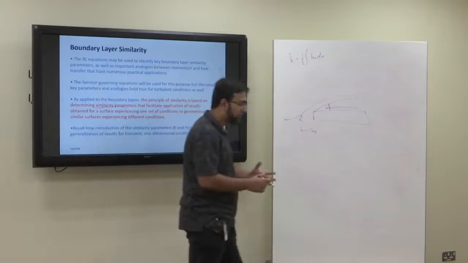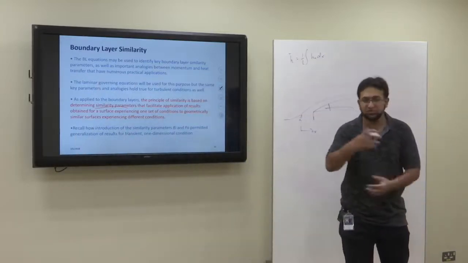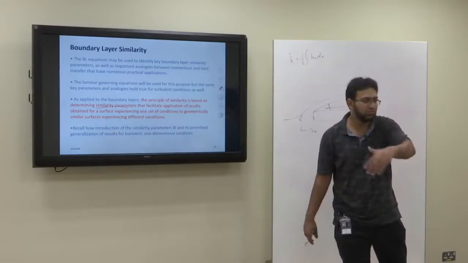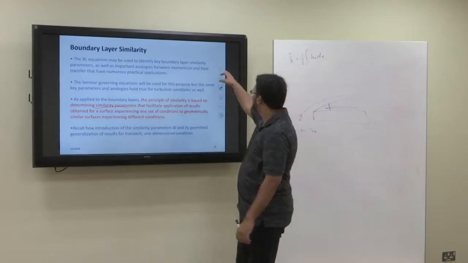So once you have the similarity developed, then you can apply the case of one condition to the other condition, to some other problem, this similar kind of thing. Okay. So we apply the similarity.